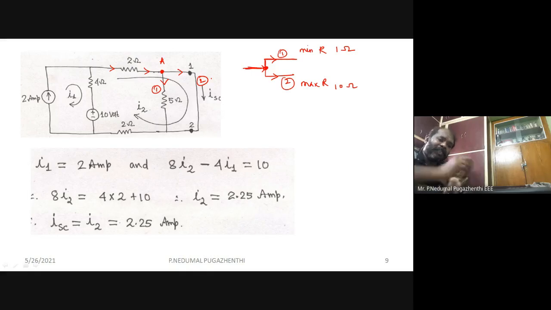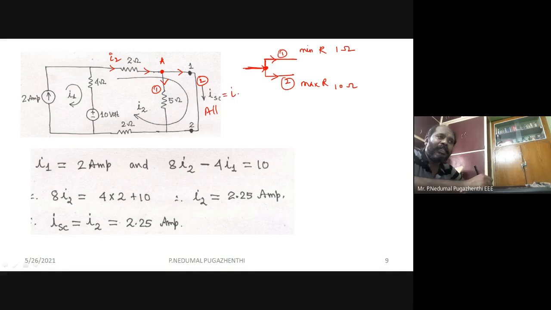Okay, rather than maximum current, I will say all the current which is passing through, let us say I2. The current I2 will not pass through the 5 ohm resistance at all. Why? There is some resistance there, but through the conductor connecting 1 and 2 there is no resistance at all. So all the current will pass through 1 and 2 terminal only.